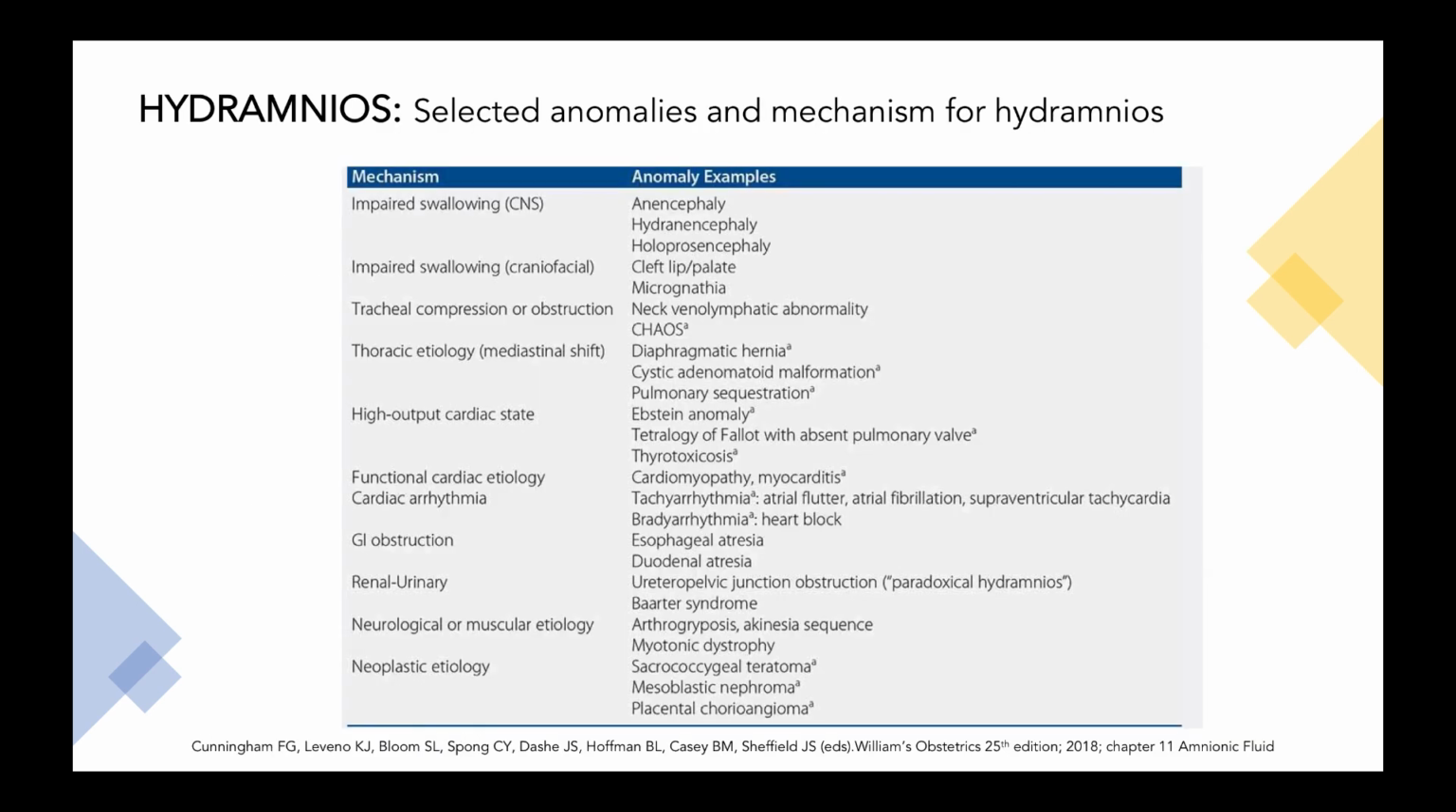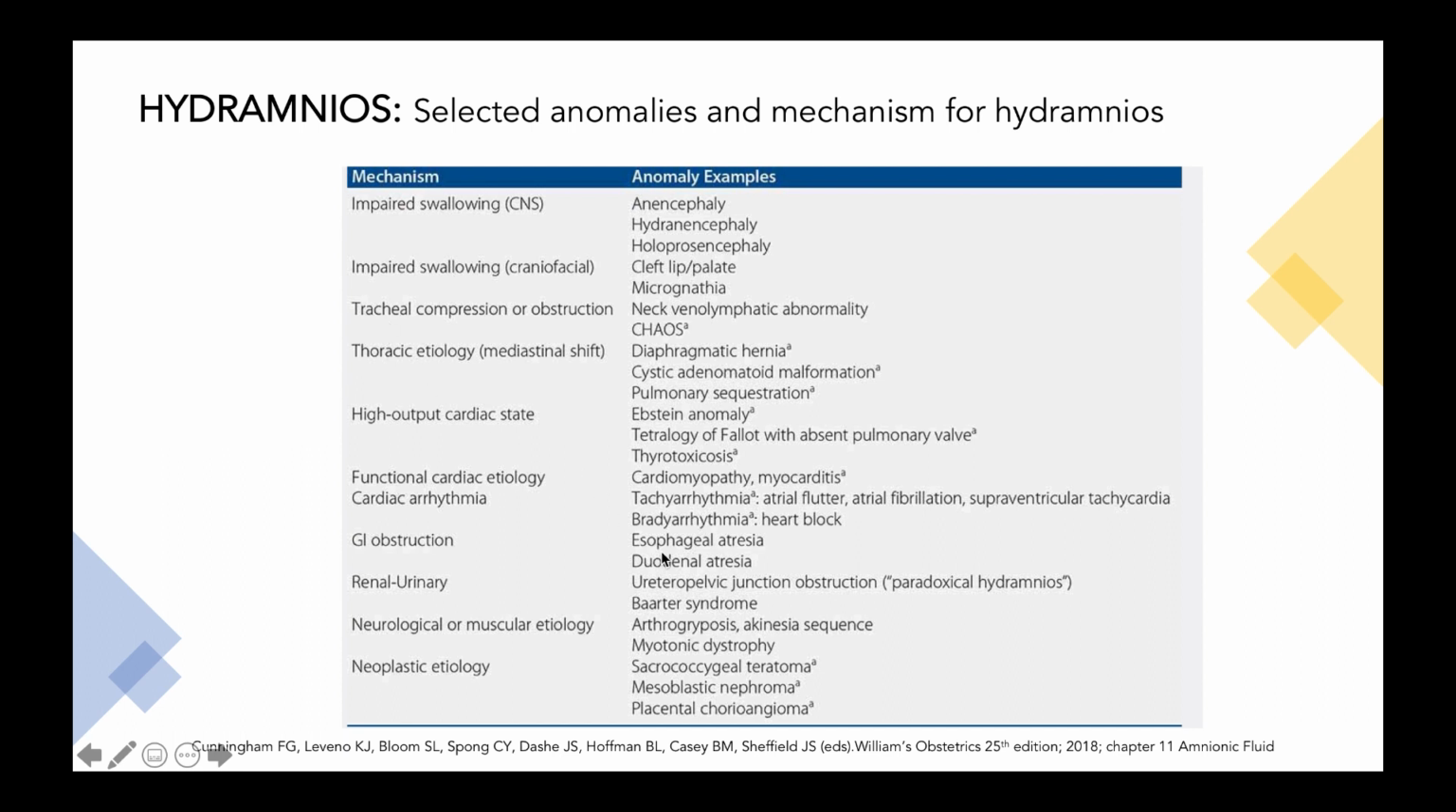And here is a table showing us the selected fetal anomalies and the mechanism for hydramnios. For example, the fetus was detected to have anencephaly or hydranencephaly or holoprosencephaly. The mechanism for hydramnios in these cases will be impaired swallowing. Another example would be a fetus with a cleft lip or palate or micrognathia. And if we detect polyhydramnios concomitantly, then the mechanism for polyhydramnios would be impaired swallowing.